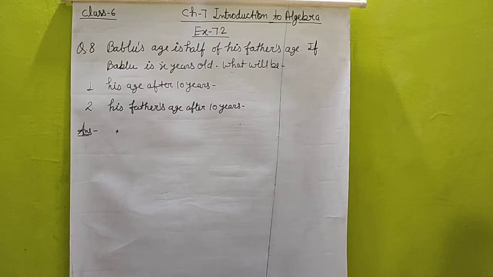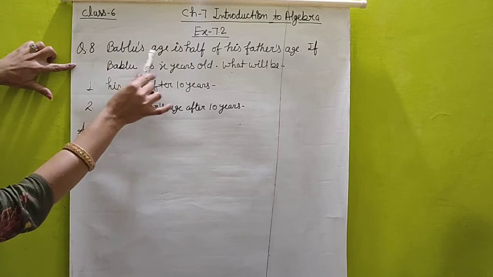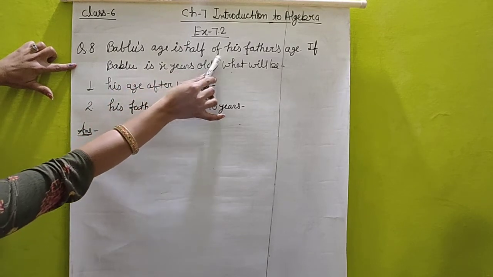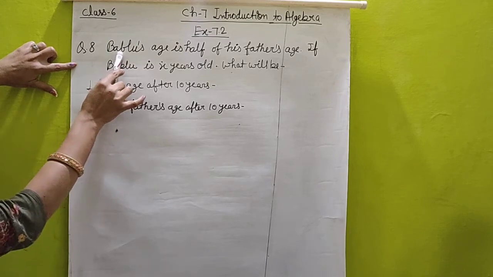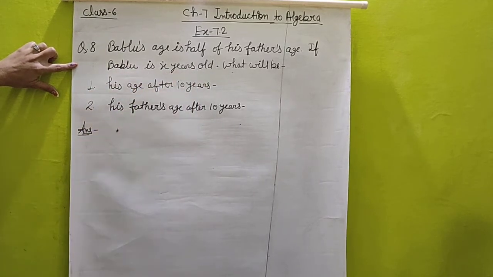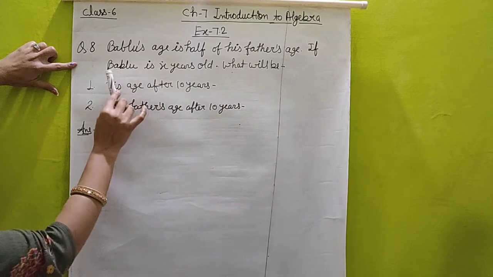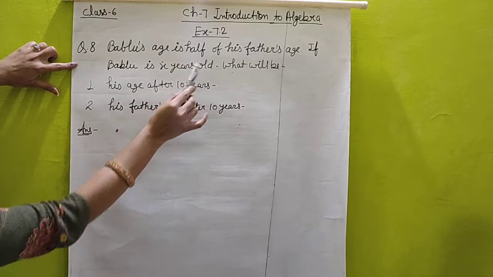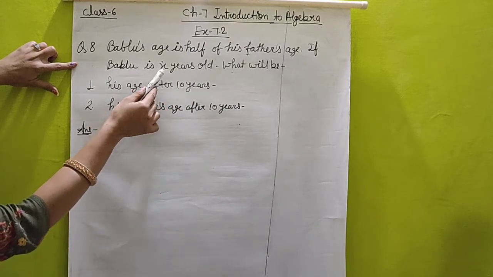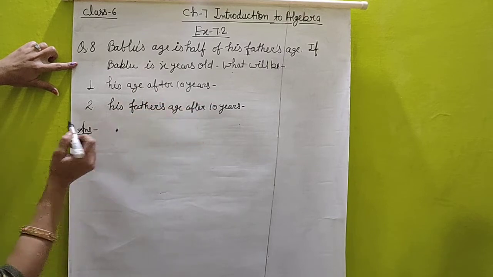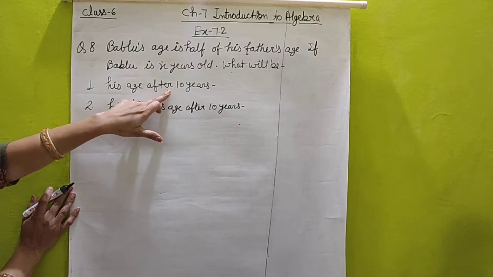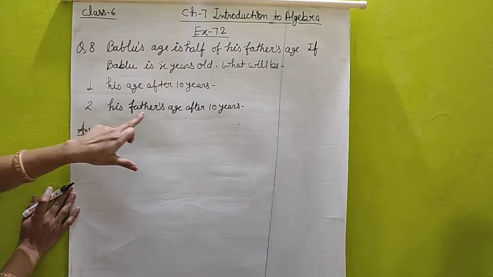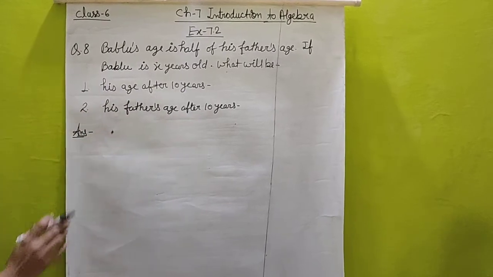Students, here I am taking question number 8. Question number 8 is: Bablu's age is half of his father's age. It means the age of Bablu is half of his father's age. If Bablu is X years old, what is the age of Bablu? X years. What will be, first, his age after 10 years? Second, his father's age after 10 years.